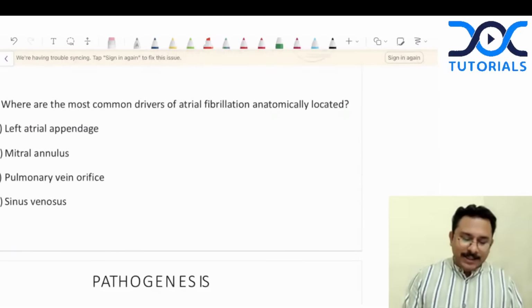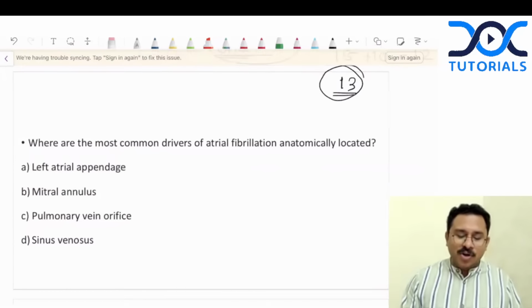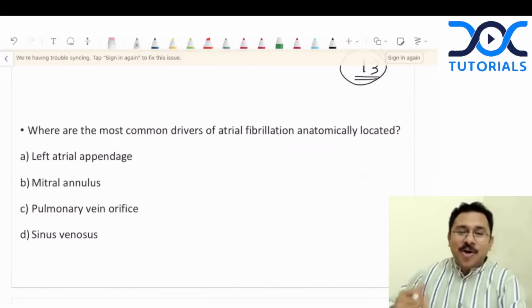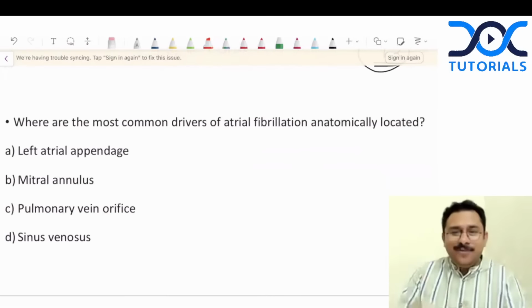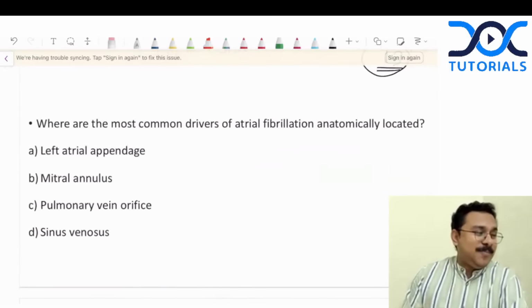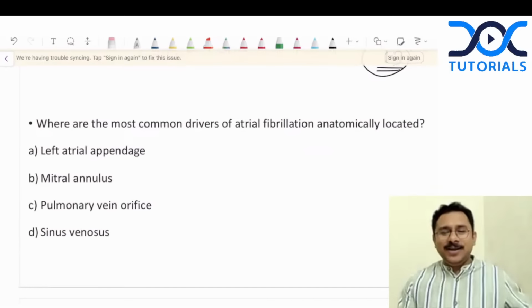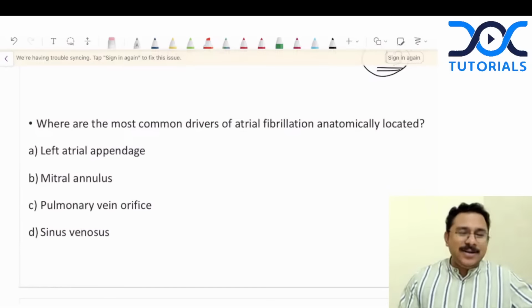Okay, right. What are the most common drivers? Who is going to answer this one? So what is a driver for atrial fibrillation? Where is it typically located? Is it the left atrial appendage, mitral annulus, pulmonary vein orifice, or sinus venosus? What do you think? Where are the typical drivers located?